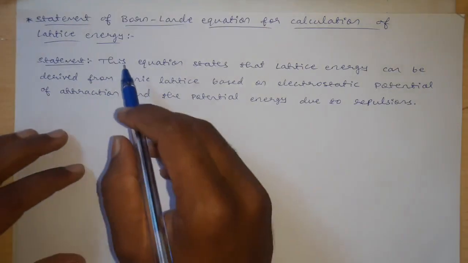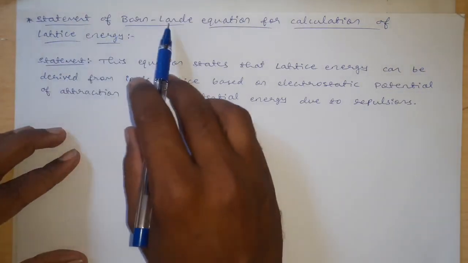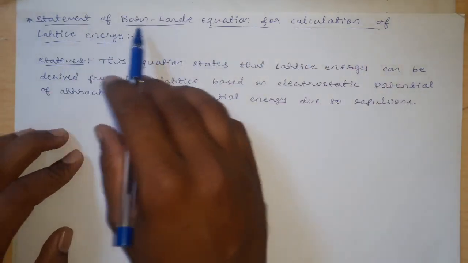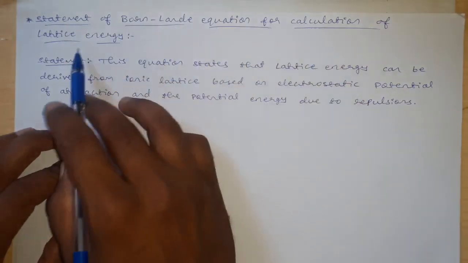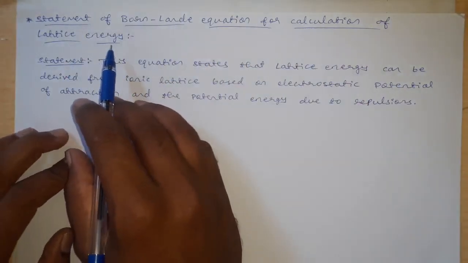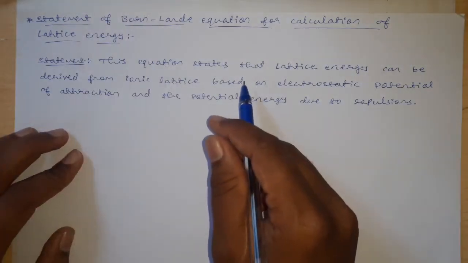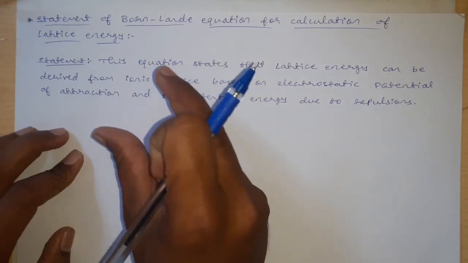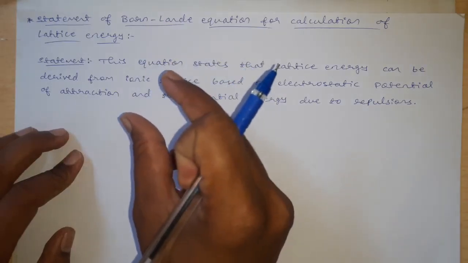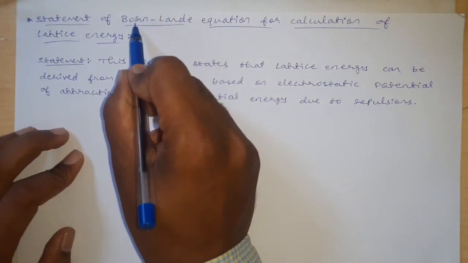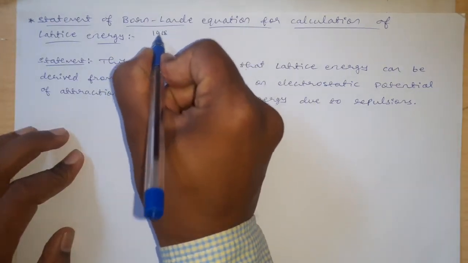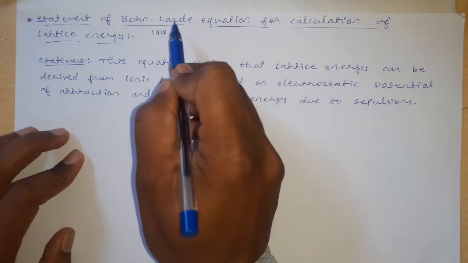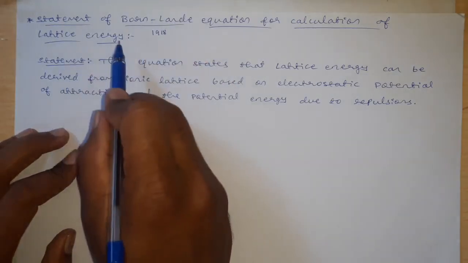In this class we are discussing the statement of the Born-Lande equation for the calculation of lattice energy. In the last class we discussed lattice energy. In this class we are discussing one equation, or we can call it a formula, which was given by the two scientists Born and Lande in the year 1918 to calculate the lattice energy.